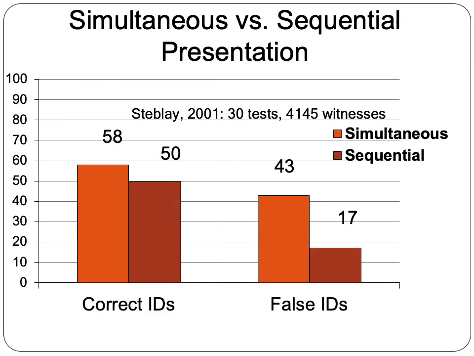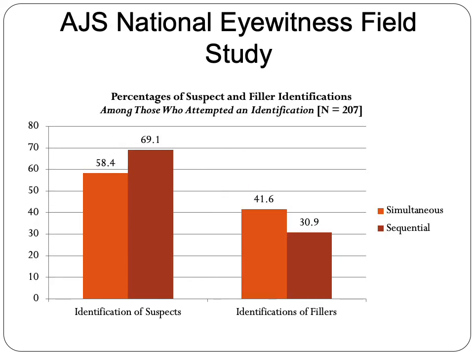And in fact, if we look at simultaneous versus sequential presentation, simultaneous lineups have significantly more false identifications than sequential. And again, this was over 30 tests with over 4,000 witnesses. Simultaneous lineups are significantly worse than sequential lineups without actually being significantly better as far as correct identifications. If we look again at identifications of suspects versus fillers, simultaneous lineups are significantly more likely to identify fillers, and sequential lineups are significantly more likely to identify the suspect. So with sequential lineups, you get the right guy significantly more often, and simultaneous lineups make you pick the bad guy a lot more.